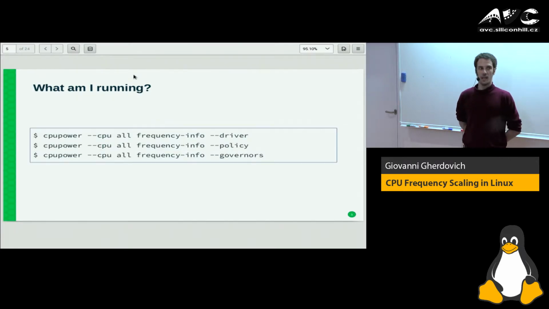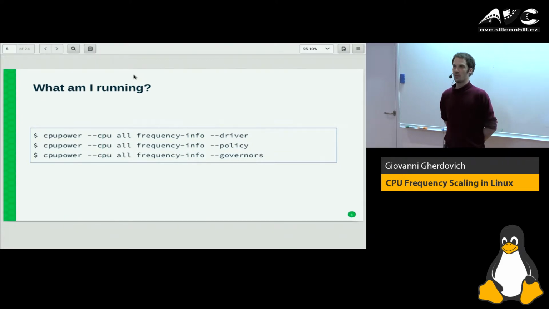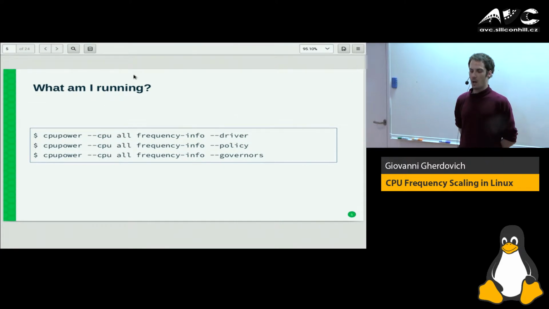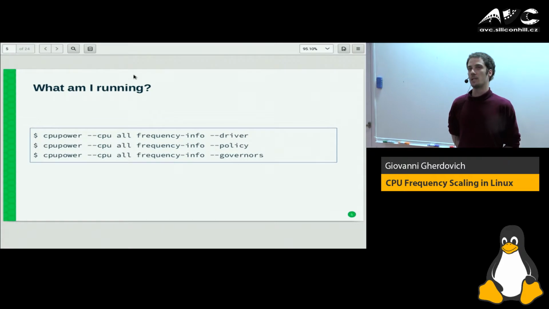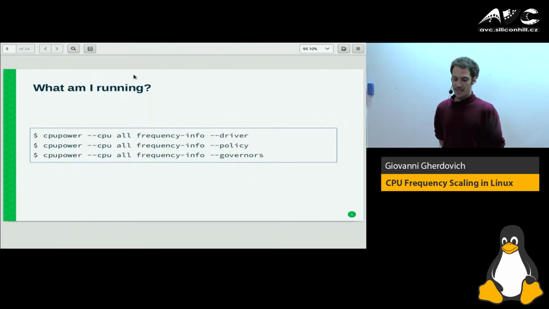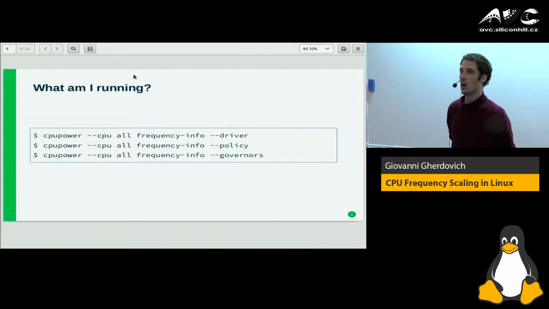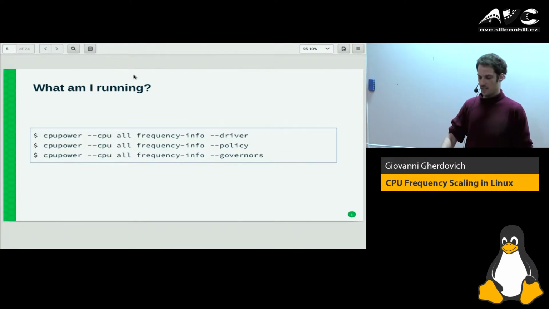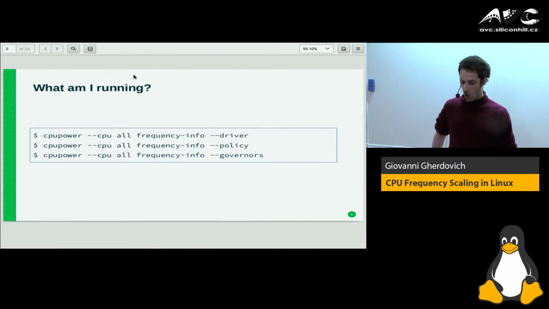So some of you may already have heard about frequency governors and frequency drivers, and might want to check right now what is running on your laptop or maybe at home on your desktop. Those are the commands that you can use to know immediately. The first command, cpupower frequency-info --driver, will tell you what is the kernel driver that is currently talking to your CPU for frequency scaling. The second command, --policy, will tell you what is the governor that you're running right now. And the last command, --governors, will tell you which governors are available on your system that you may choose to use. If this content does not make much sense to you right now, hopefully it will become more clear by the end of the talk.